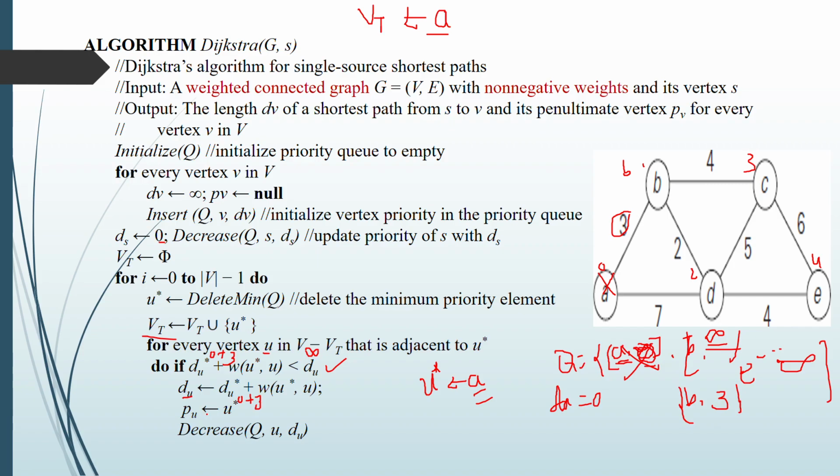So next, p of u equal to u star here. So now at present only one vertex, because this is the vertex you are visiting now. So last but one means what is it?